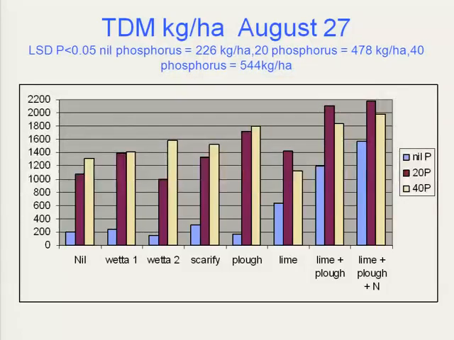And the sorts of results in the biomass were like that, where you'll notice the blue ones with nil P are the only ones that are coming up. Sorry Louise, no error bars here. But the blue ones, the incorporated lime, nearly caught up to 20 and 40 of P, and the lime on the surface is not very effective, and then all these other wetting treatments are quite ineffective. Even the plough on its own is ineffective in that particular figure.